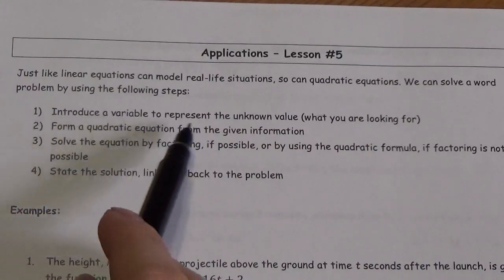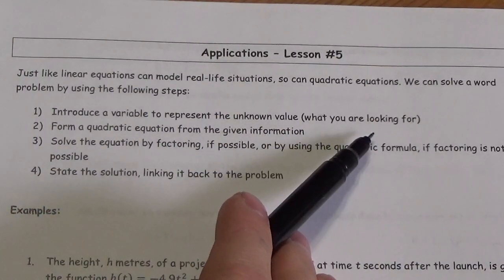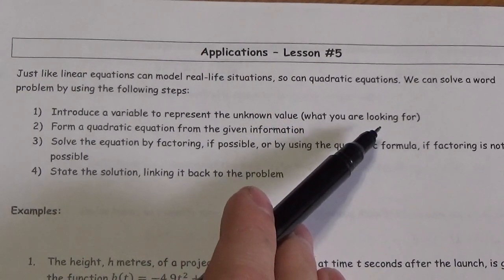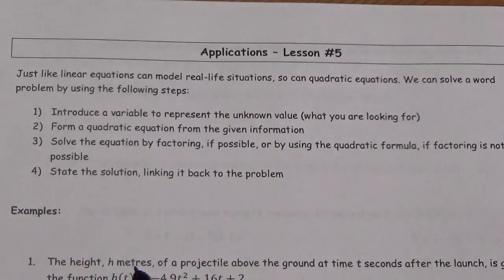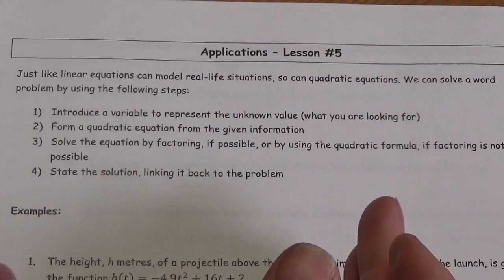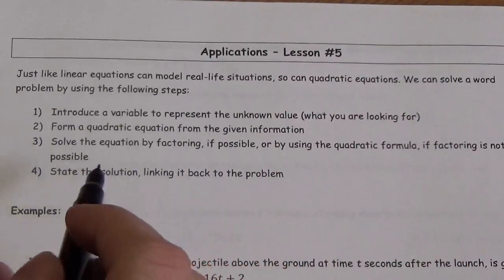First of all, you're going to introduce a variable to represent the unknown value, typically the thing that you're looking for. Now that is not always the case, just something to be aware of. Sometimes that variable is like an intermediate step between what you don't know and what it is you're looking for. That doesn't happen all the time, but that's just something to consider here.